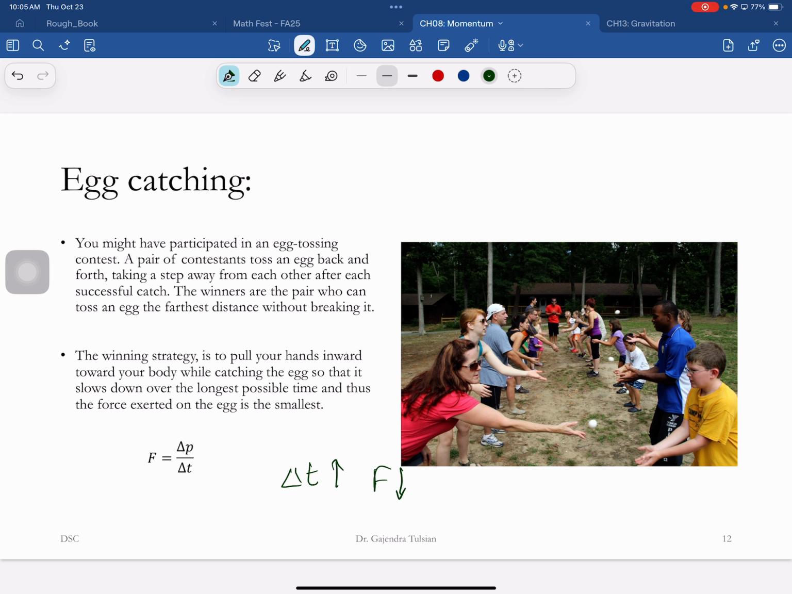How do you make the stopping time as large as possible? When you're catching, you bring your hands inward, and that's why you're making stopping time as large as possible. But if you want to make an omelet in your hands, just hold your hands still, and you'll have a broken egg.